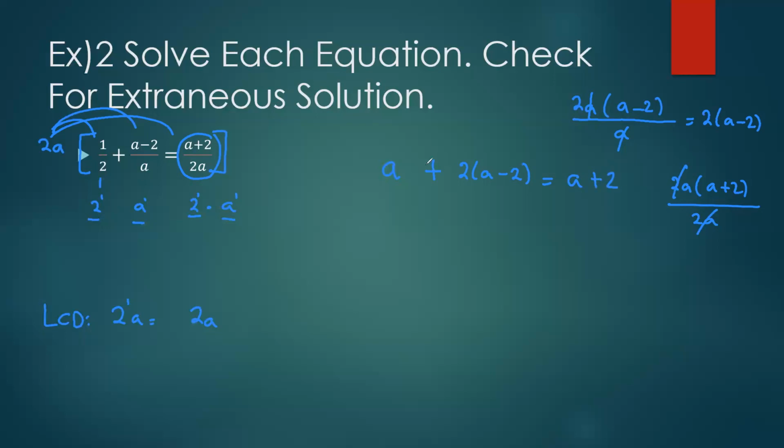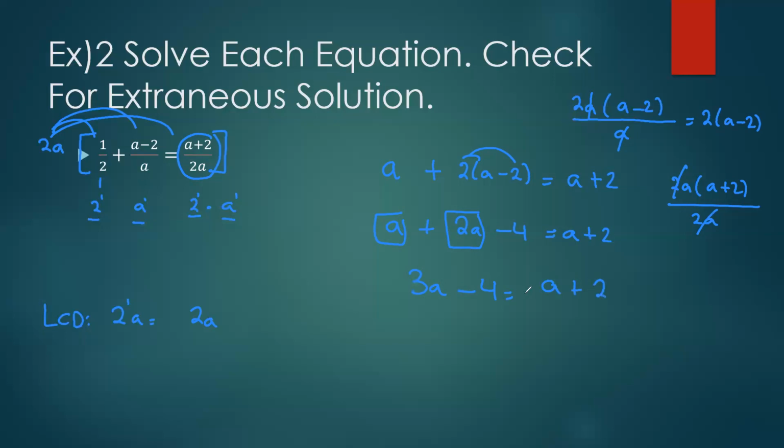So first we have to check if we can combine like terms. On the left side, I do have to FOIL this out. So this is going to be 2A minus 4 plus 1A. And then on the left, you should collect like terms. So you have 1A plus 2A, which is 3A. And then on the right, you're left with A plus 2.